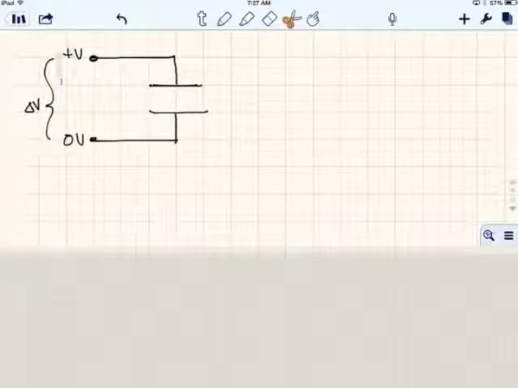The difference in potential across the positive end and negative end would just be V minus 0, or V. These lines here represent wires. All wires are drawn with straight lines, and then this guy right here, that's your capacitor, the two parallel plates.